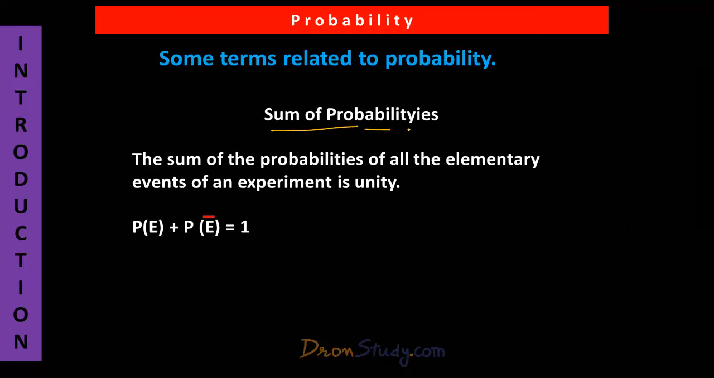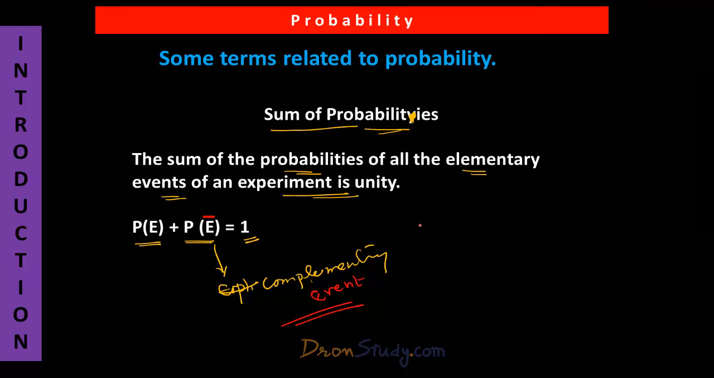Then next is sum of probabilities. The sum of probabilities of all elementary events of an experiment is unity, that is, probability of event plus probability of non-event will always be equal to 1. So remember, probability of event plus probability of not event will be equal to 1.